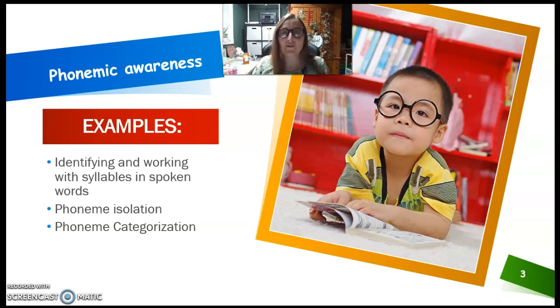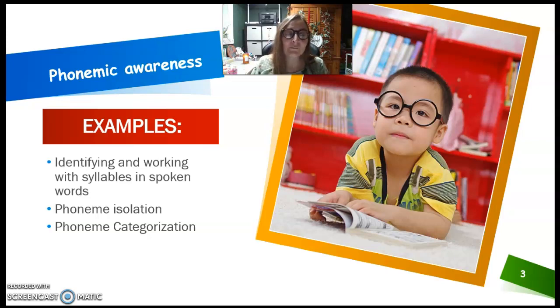clap house boat. The second example that I have is phoneme isolation, and this is recognizing the individual sounds in a word. So that would be like giving a child or student the word rat and asking them what the first sound in rat is. And the first sound in rat is r.